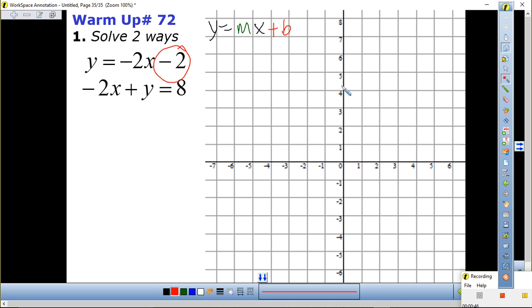What does that mean? We look at the y-axis, look for that point, which is -2, plot our point, and that's where my y-intercept is at. Are we there so far? Yes. From there, what else do I need to plot points?